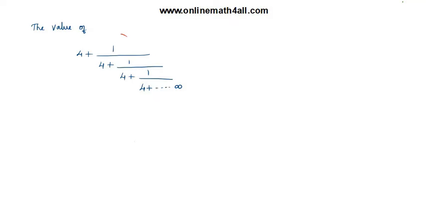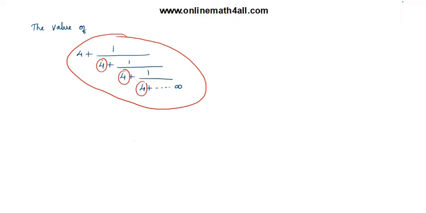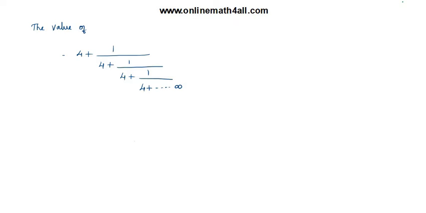Here we have a question: we have to find the value of this expression, that is 4 plus 1 by 4 plus 1 by 4 plus 1 by 4 plus, and it keeps going infinitely. I assume the value of this expression as x. So once I get the value of x, that represents the value of this given expression.